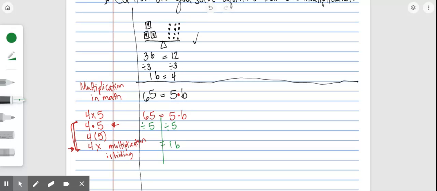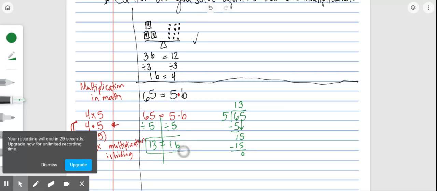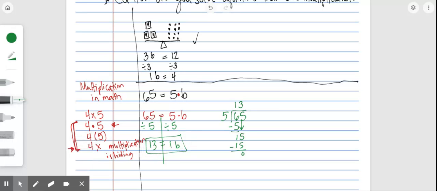Well, I don't know that off the top of my head, so I'm going to do some long division. 5 goes into 6 one time, and it has 1 left over. 5 goes into 15 3 times. So this is 13. So inside one bag was 13 marbles.